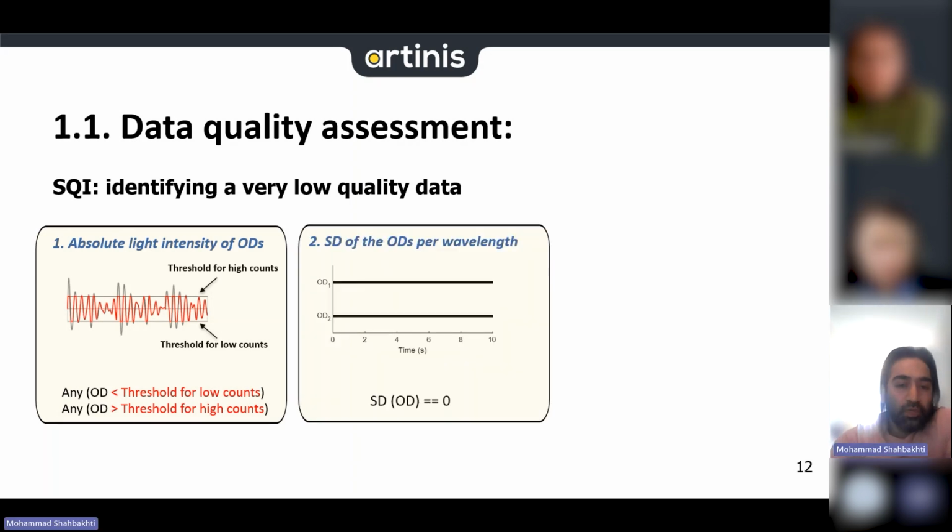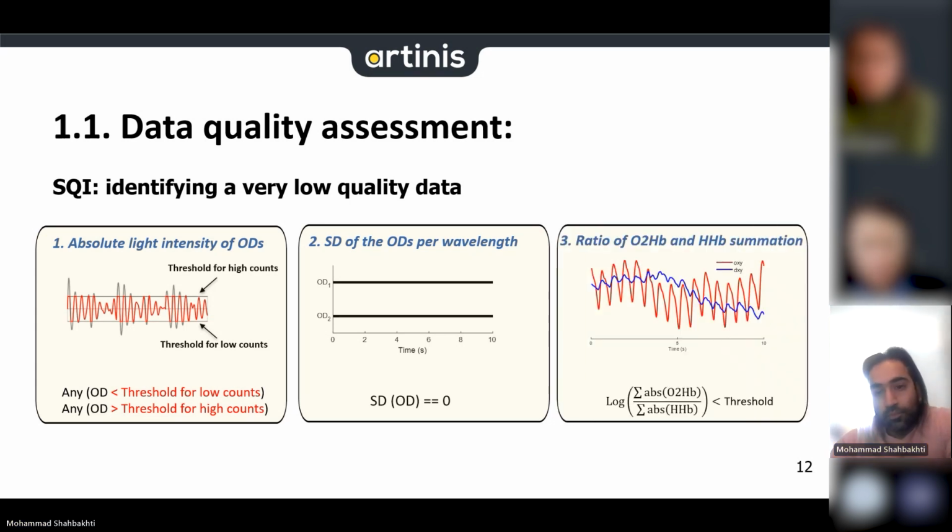The second one is to look for flat lines. It's very simple. If you have optical density or NIRS data in general that is 0, it's nothing, so you're not going to have good data because you recorded nothing. The second criteria is to check the STD of optical densities per wavelength. If either of them is 0, then we're going to get an SQI of 1, really low quality. The third one is the ratio of O2HP to HHP summation.